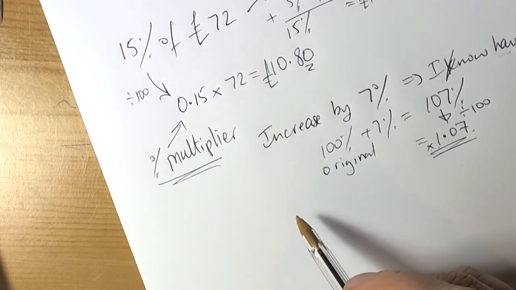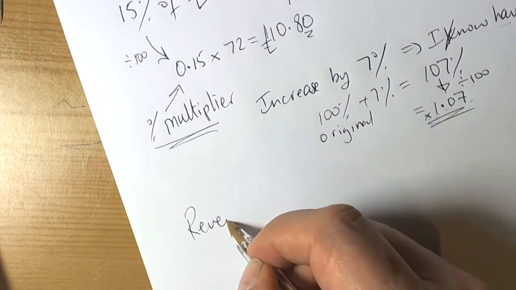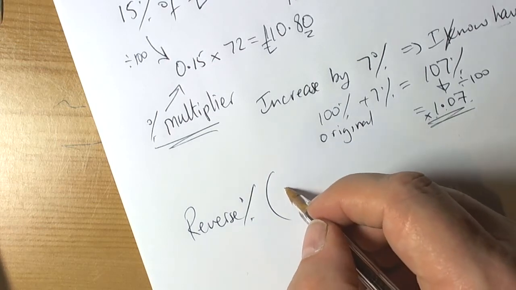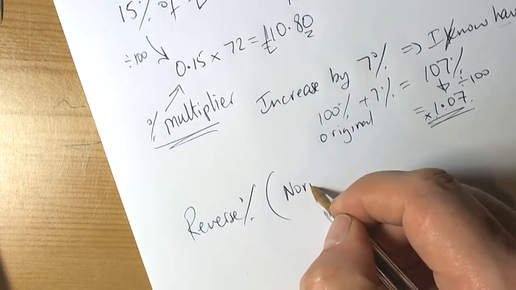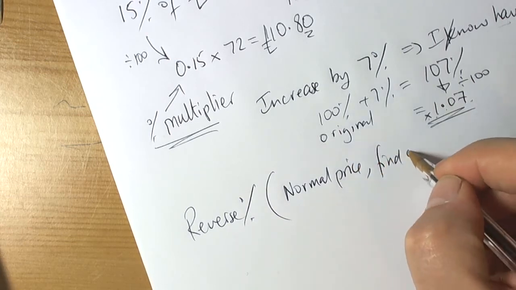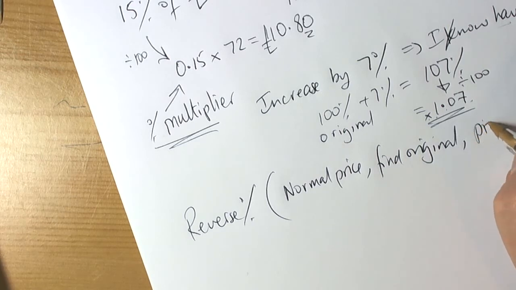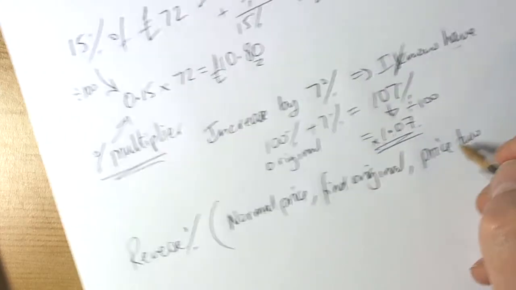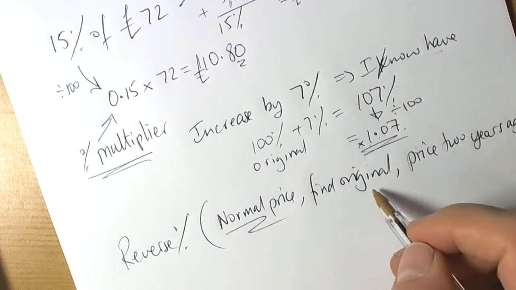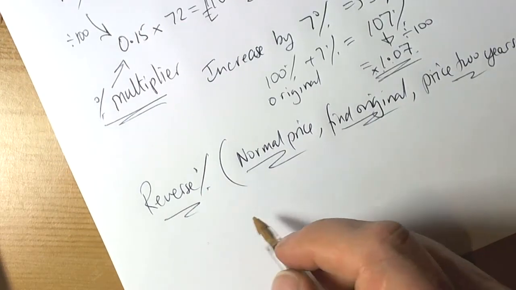If I've been asked to work out something with what's called a reverse percentage, we notice those kind of questions when they say things like find the normal price, find the original price, price 2 years ago. So if they're saying things like that in the exam questions, then they're asking you to reverse. So let's have a look at an example.